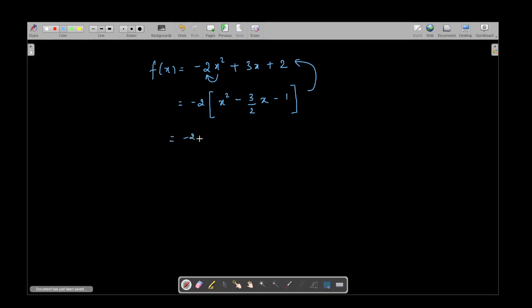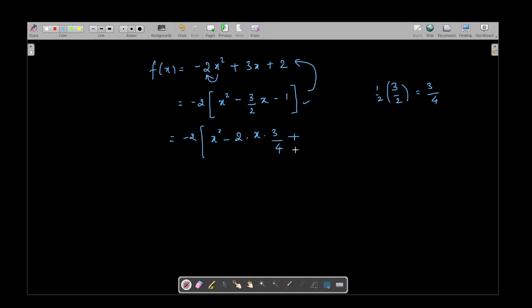This is equal to -2 [x² minus 2·a·b], and we have to find b. How to find b? The coefficient of x over here is 3 by 2. Half of 3 by 2 we should find. Half of 3 by 2 is 3 by 4. So this I'll write 3 by 4. Now you can see, if you cancel this 2 with this 2, you get back this same equation. So whatever we have done is right.